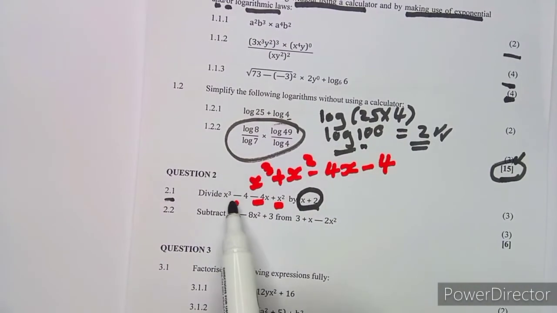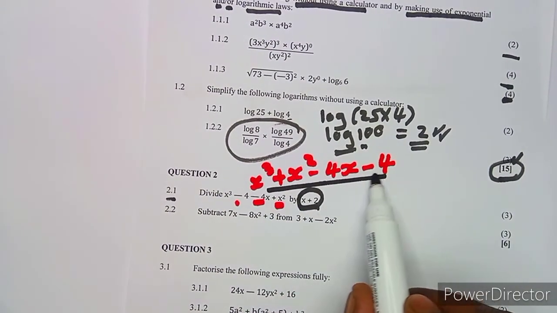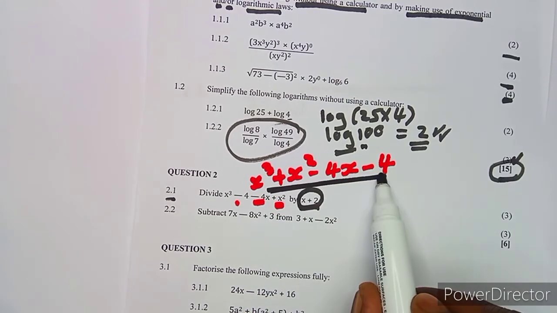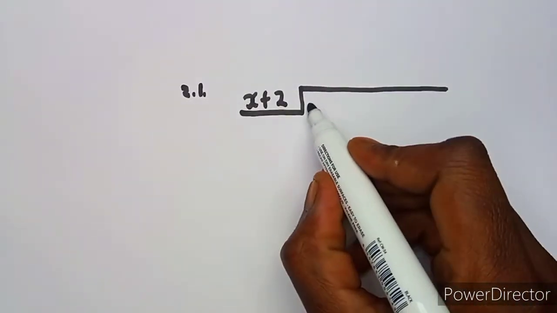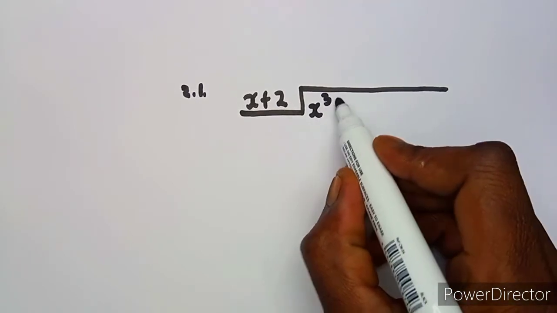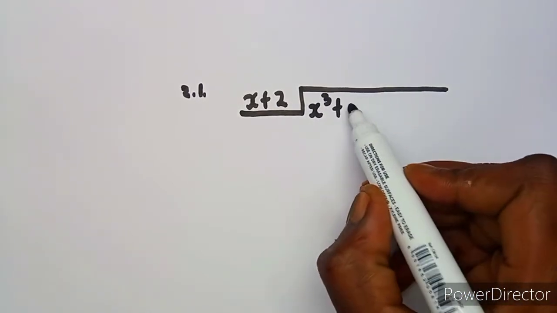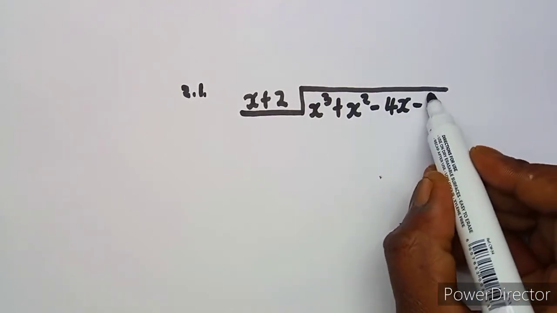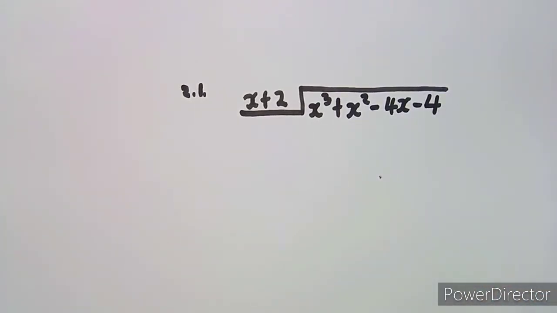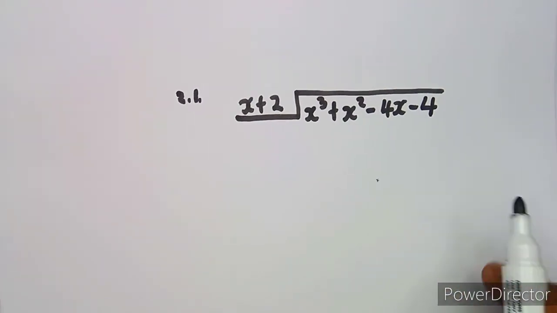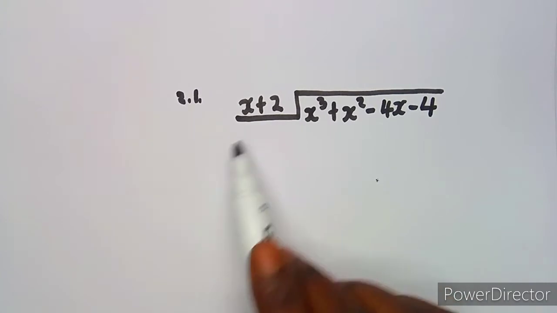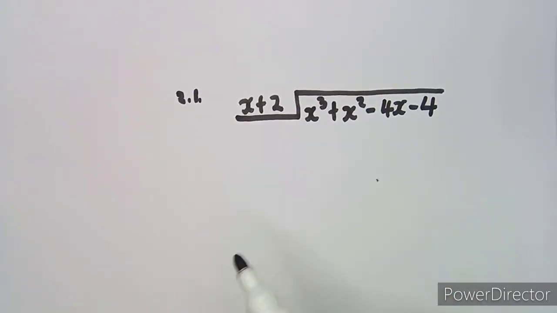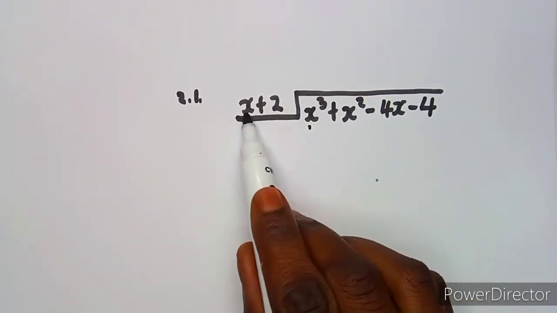It's being divided by this, so into this, which means you have to write this inside now, which is x cubed plus x squared minus 4x minus 4, like that. So that is what you're going to have, and now we can divide properly. Remember the concept, guys, that I always tell you: divide first. Always the first term by the first term.